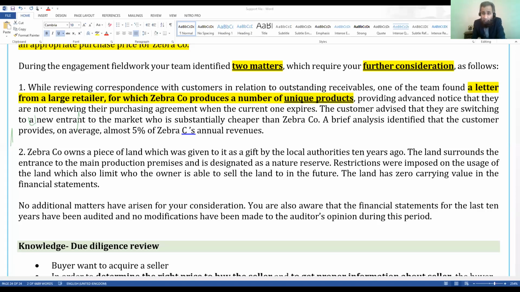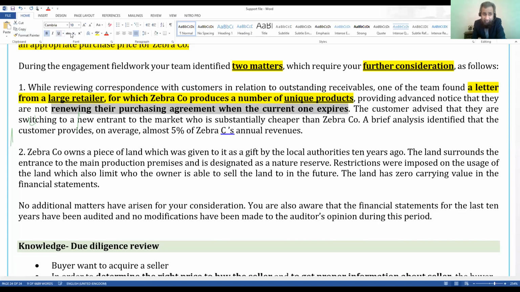The letter provides advance notice that they are not renewing their purchasing agreement when the current one expires. Is that bad news for Zebra? Because this is one of their large retailers, and this large retailer is telling us that they will not be renewing the purchase agreement when the current one expires. So is that a potential loss of a large customer? Will that be affecting your sales in future?